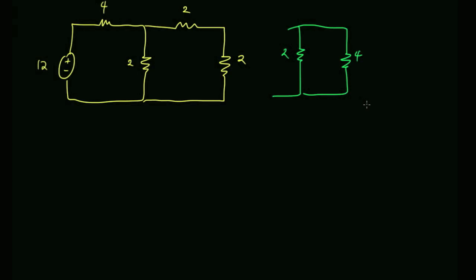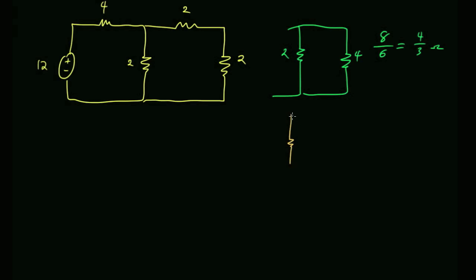Right. So the trick I like to use is, you can't always use this trick, but sometimes it rears its head. This problem is easy enough that you could just do it, right? It's product over sum. So the product is 8. The sum is 6. So that gives you 4/3 ohms.